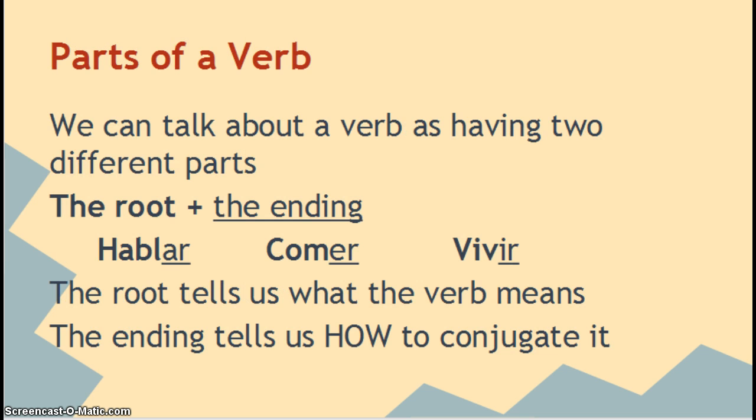So before we talk about conjugating the present tense, we need to talk about the parts of a verb. We can talk about a Spanish verb as having two different parts. Okay? There's the root and there's the ending. So these AR, ER, IR endings are called infinitive endings. Okay? An infinitive ending means to verb.